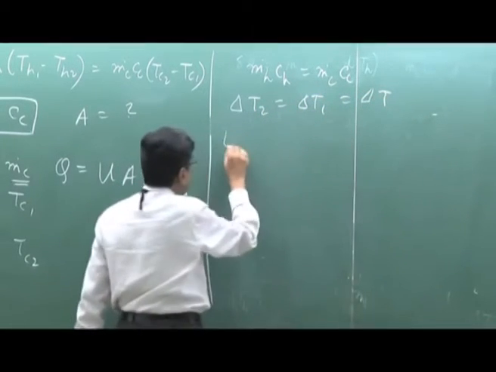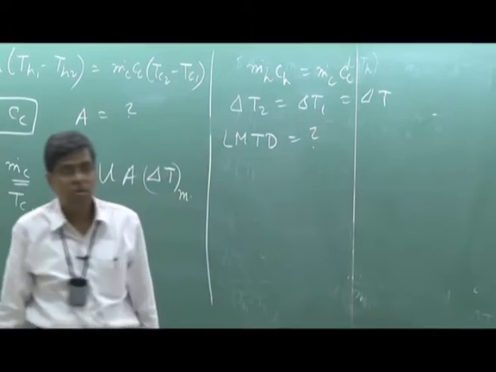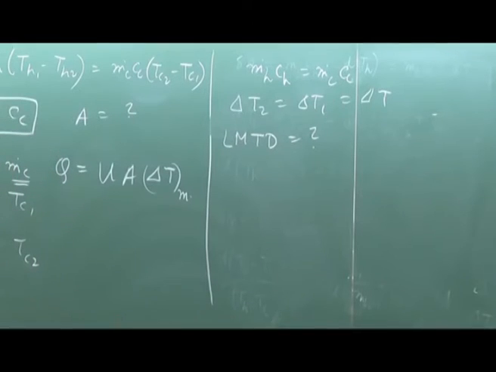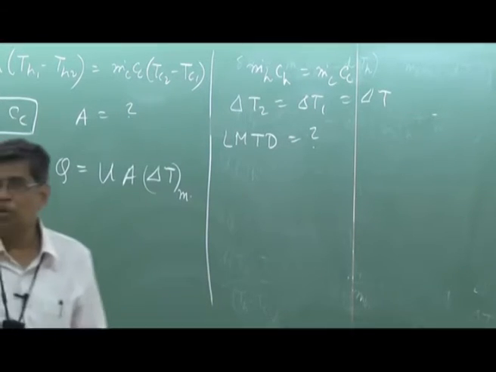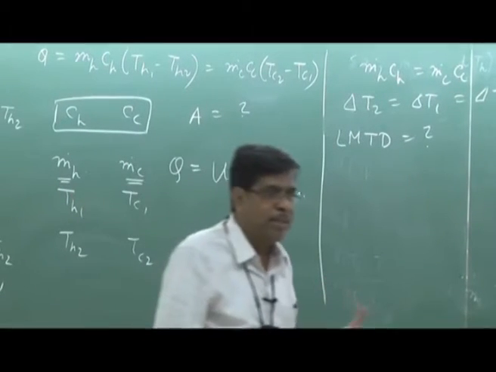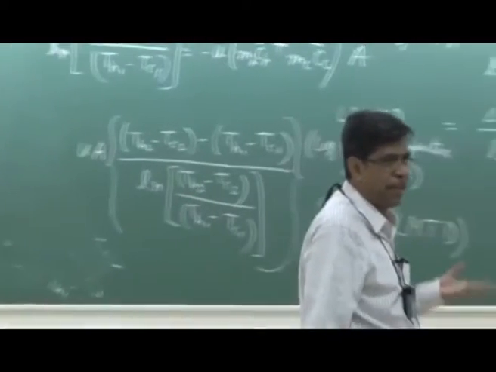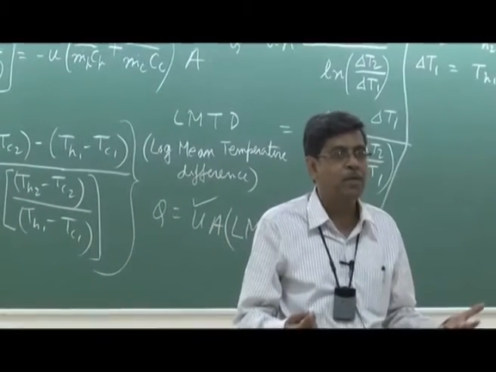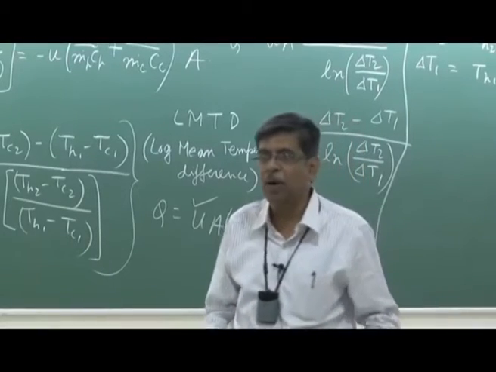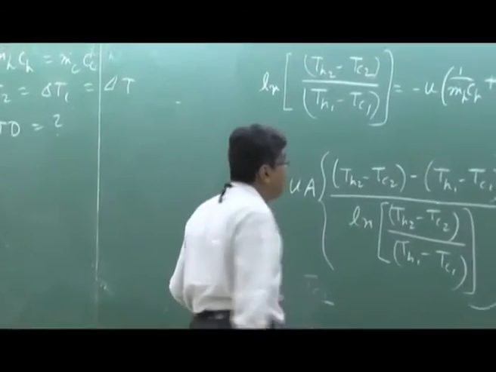So what is LMTD? Anybody? Who told delta T? How? It is in 0 by 0 form. So you can use L'Hospital's theorem, taking the limit. In many ways you can prove it, that it will be delta T1 or delta T2 or delta T. Very simple to prove these things. That is also left to you.